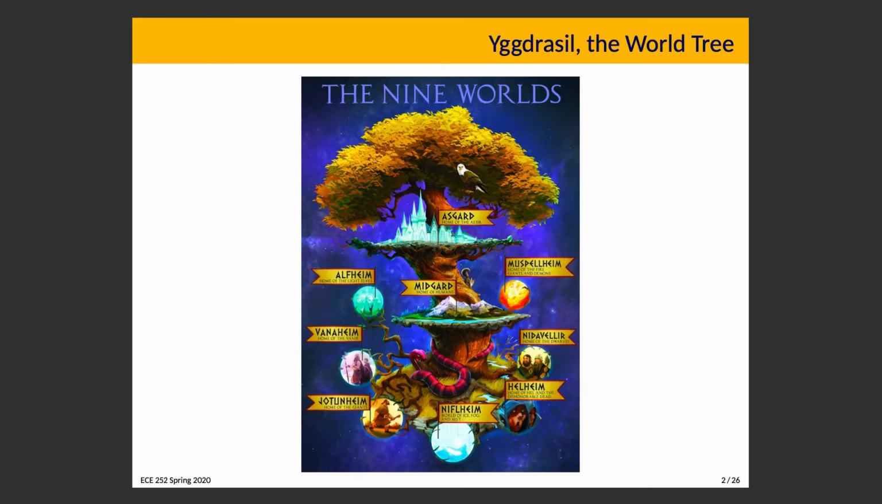The 9 worlds and Yggdrasil. Asgard, home of the Aesir. Midgard, home of humans. Helheim, home of Hell and the dishonorable dead. And many more worlds. The Vanir, the Light Elves, the Giants.